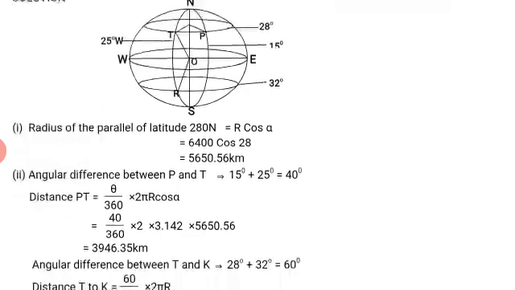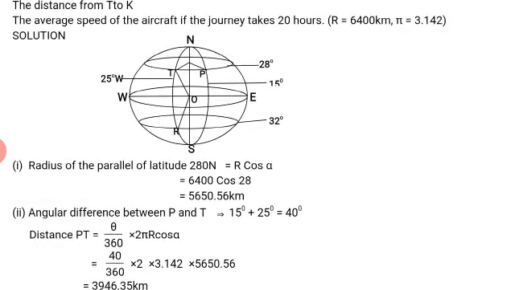2. We are going to find the distance between point P and point T. In this case also, we need to get our angular difference between P and T. The angular difference between P and T will give us 15 degree plus 25 degree. Why? Because point T and point P are on the same latitude. The angular difference will be the addition or subtraction of their longitudes. In this case, since they are in different poles, we are going to add their angles together. So we have 15 degree plus 25 degree, and that gives us 40 degree.